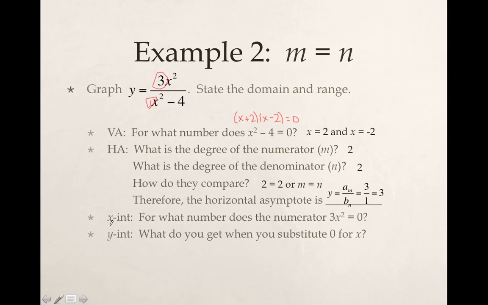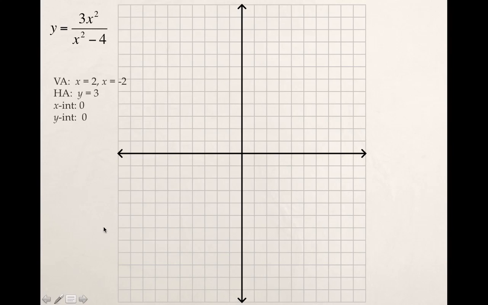Moving on to my intercepts, for my x-intercept, what number makes the numerator 3x squared equal to 0? Well, hopefully you can see that that should be 0. And for my y-intercept, I want to substitute 0 in for x, and when I do that, I end up with 0 for an answer. So those are the pieces of information I'm going to use for my graph this time. My vertical asymptotes are at positive 2 and negative 2. My horizontal asymptote is at 3. And I have an x and y intercept right there at the origin, 0, 0.